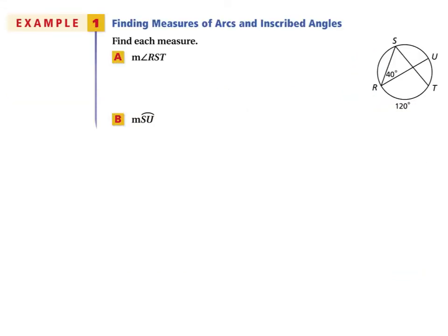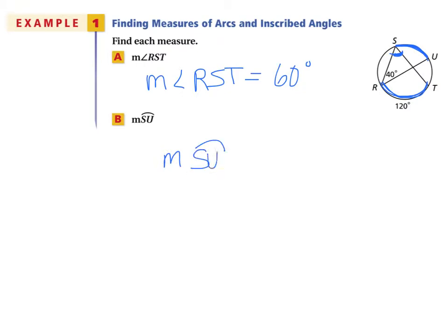In example 1, we're going to find each measure. So let's start with the measure of RST. RST is this angle right there. Well, what do we know? The arc across from it is 120. Because it's an inscribed angle, I know it's half. So the measure of angle RST is equal to half of 120, which is 60 degrees. The arc SU is across the inscribed angle of 40 degrees, so that means I double it. So the measure of arc SU is 80 degrees. Easy.